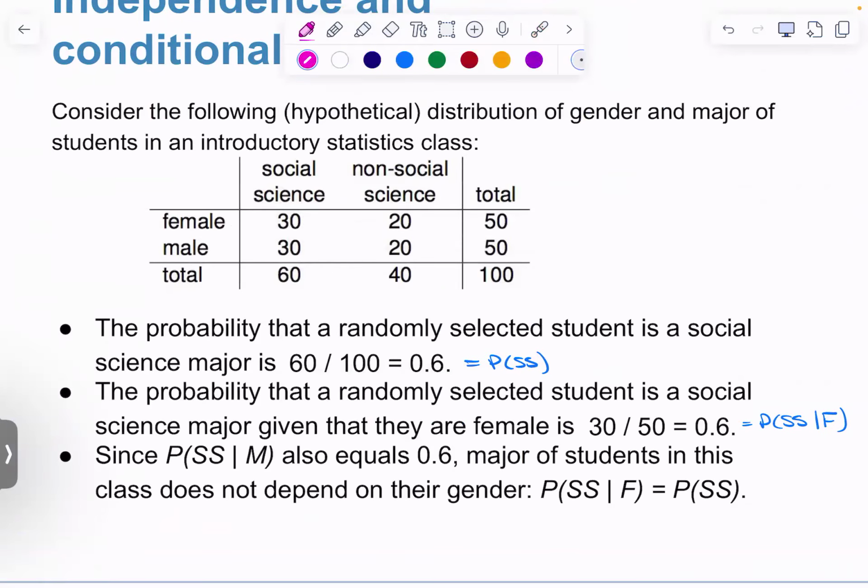If we call the social sciences just S, usually we only like to use one letter, but then I guess we could use S and N or something. Doesn't matter. The probability that a randomly selected student is a social science major is going to be 60 out of 100. So we can find that probability and call it the probability of being a social science major.